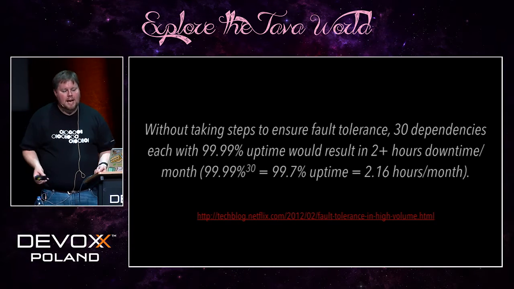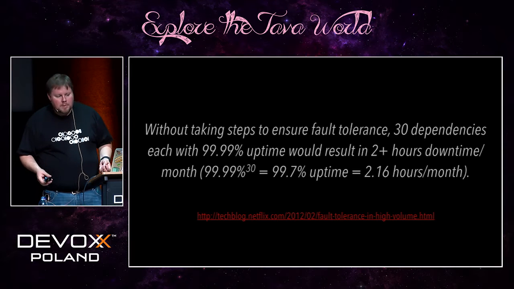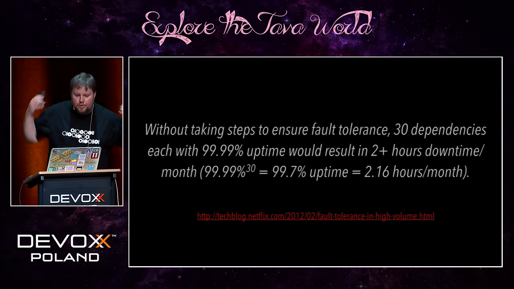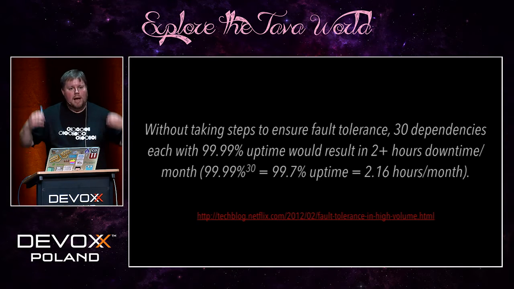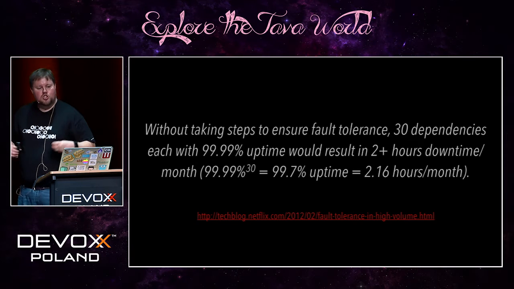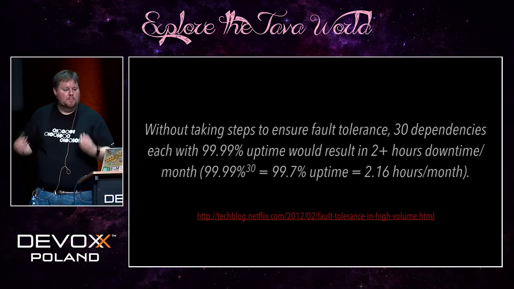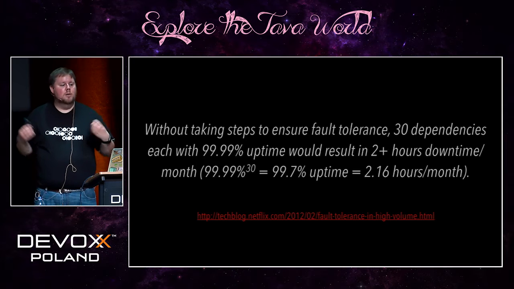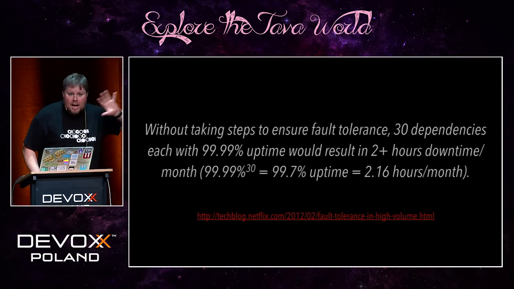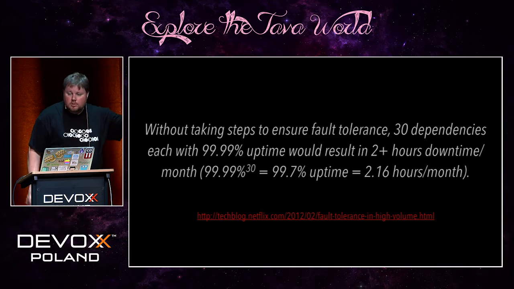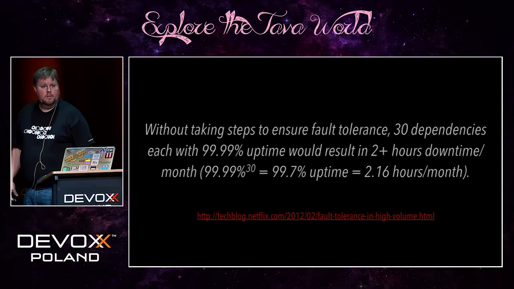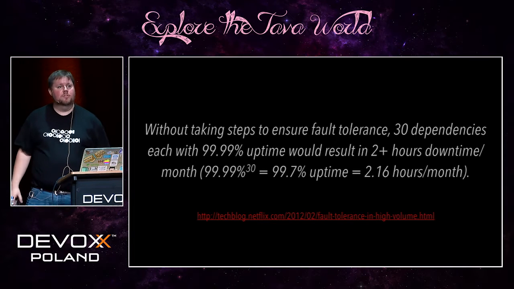But if we do the math, probability says we have to multiply that 4 nines times itself 30 times, and we end up for our service not with 4 nines, but with 99.7, 2 nines of uptime, meaning that I'm down in an unplanned way a little more than 2 hours per month. Now, I can hide 4 minutes. It's a little bit harder for me to hide 2 hours. And so we have to do something about this.